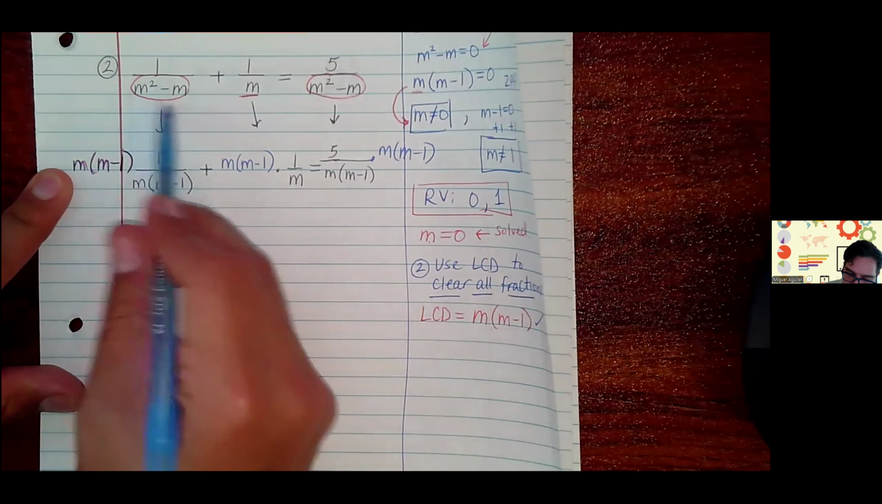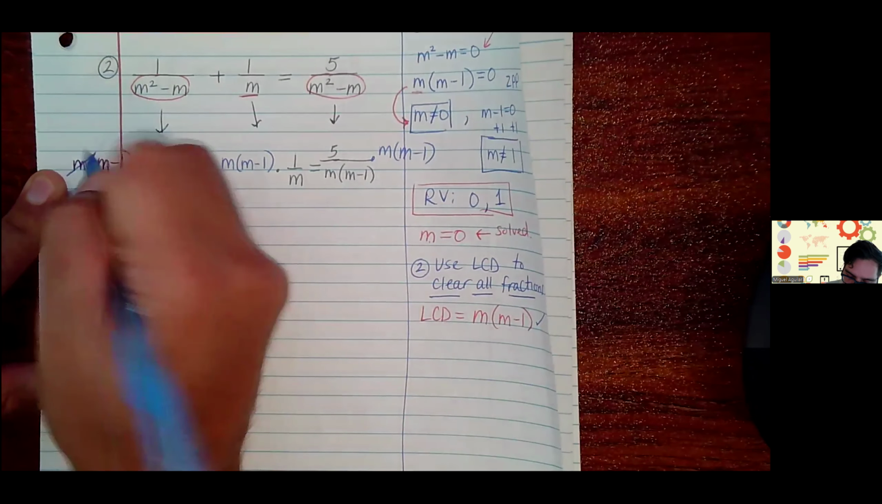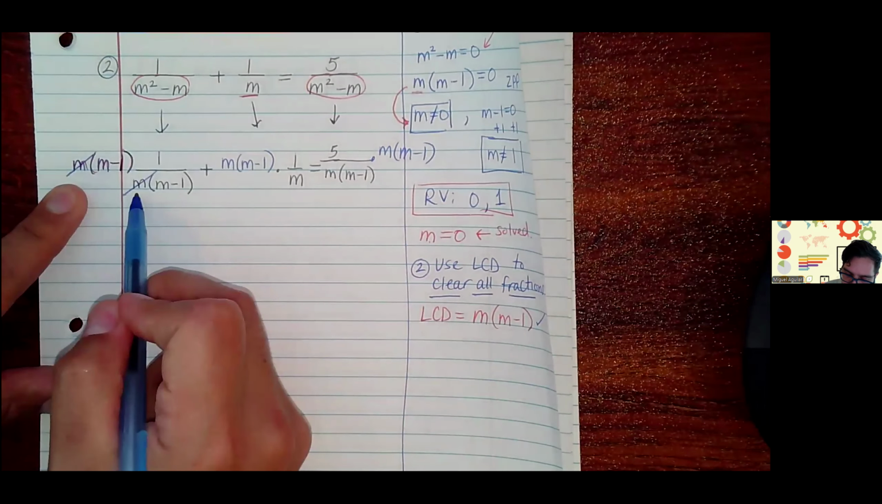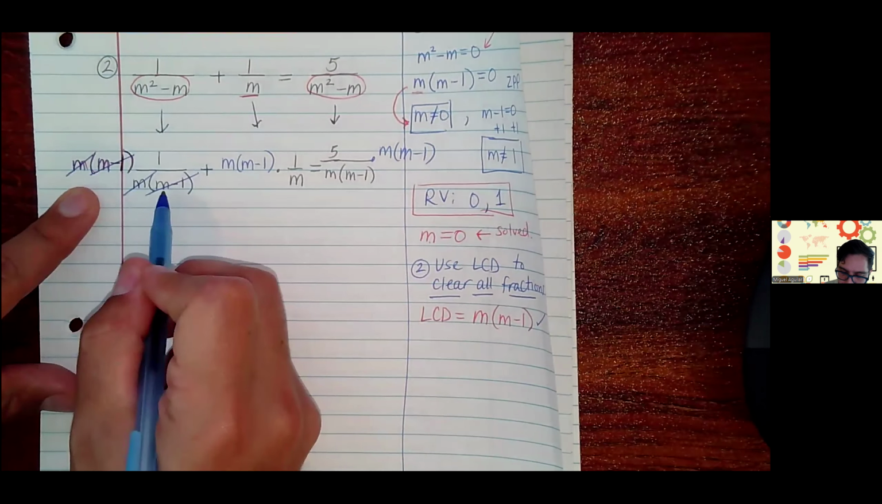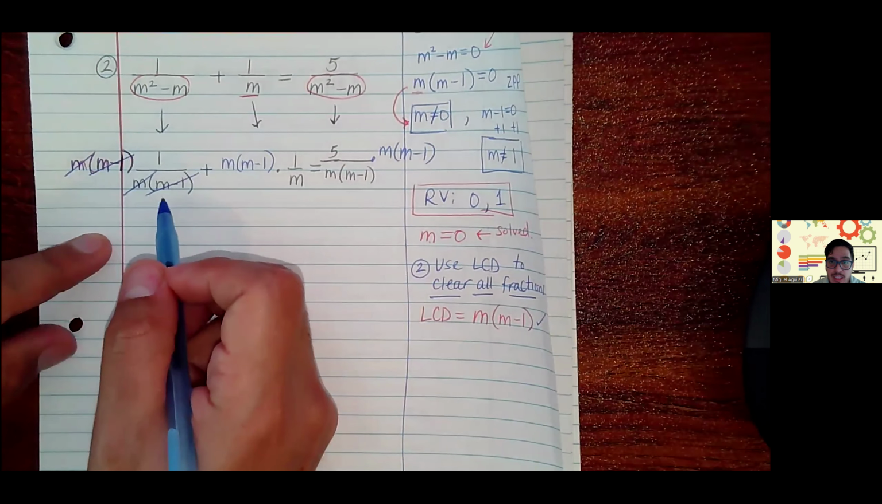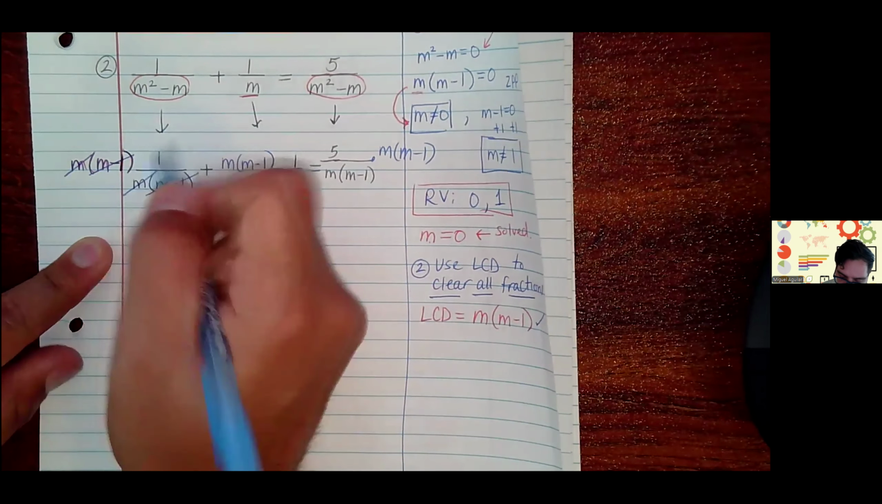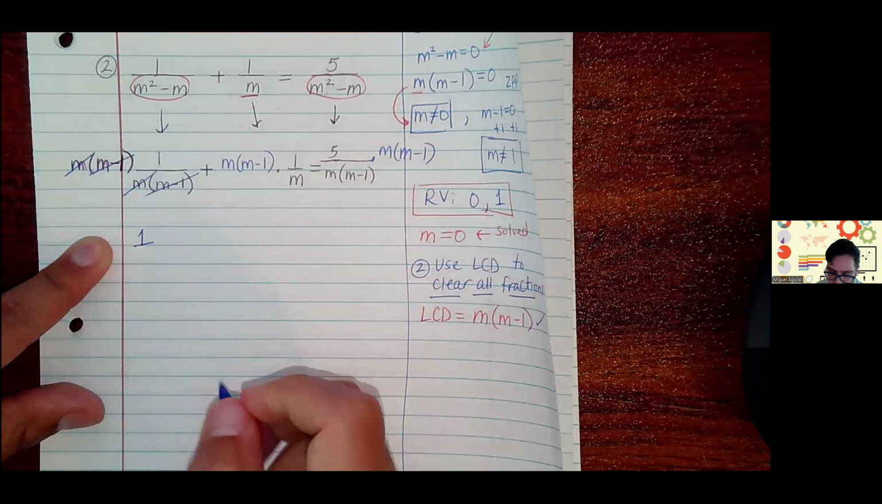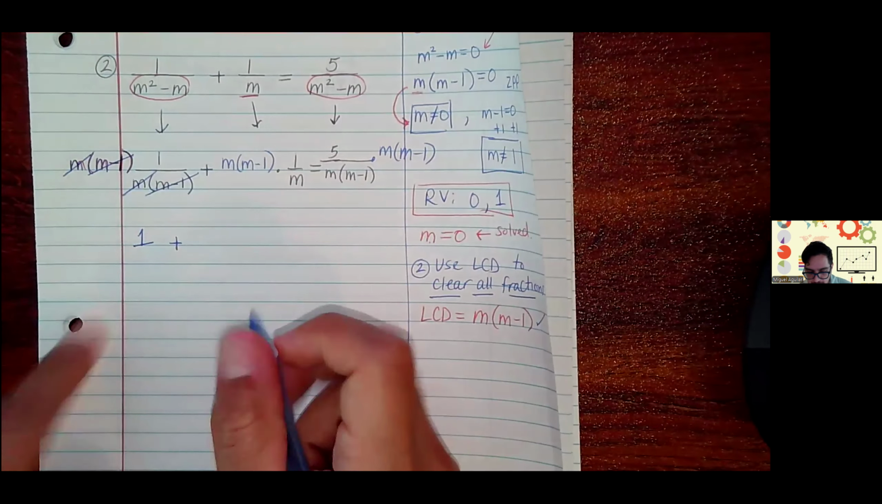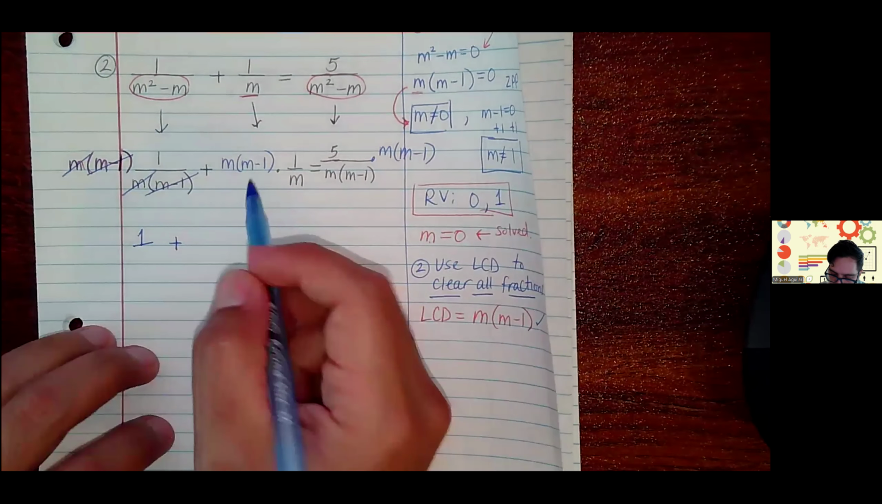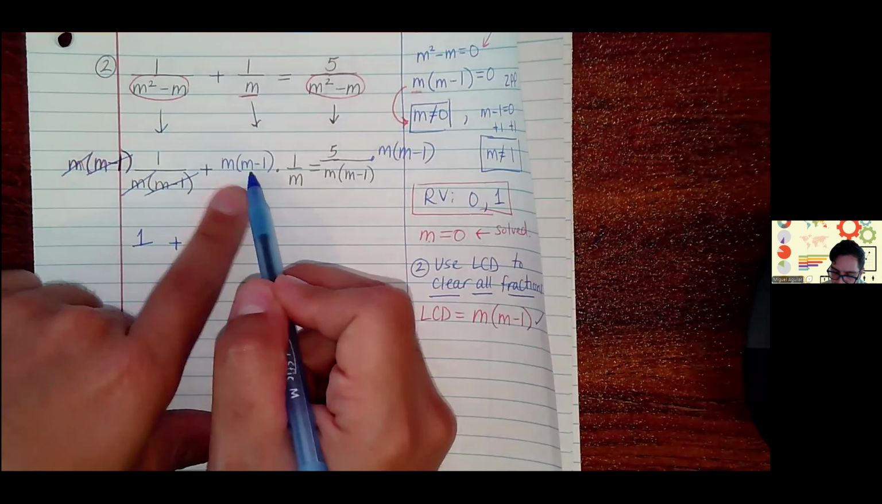If we look at our first term, the m factor is going to get canceled out, but also the m minus 1 factor is going to get canceled out. So you can ask yourself, what are we left with? Well, we're left with 1. So I'm just going to bring the 1 down. Then we have a plus. And next, we have our LCD, m times m minus 1.